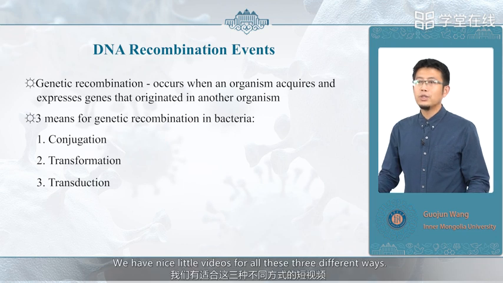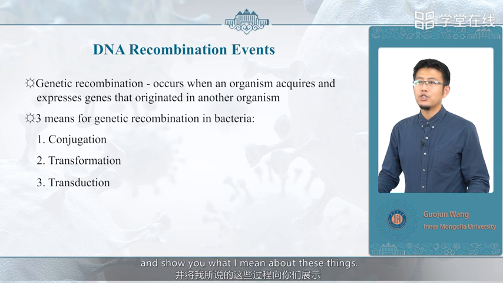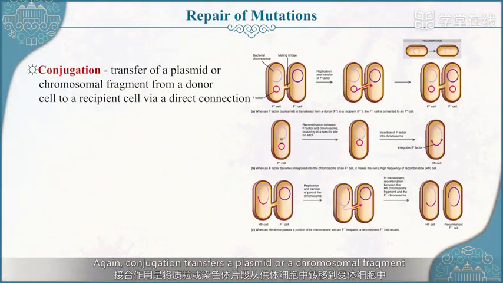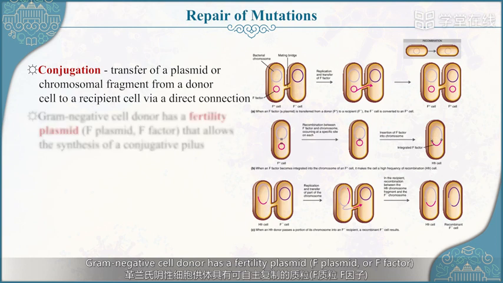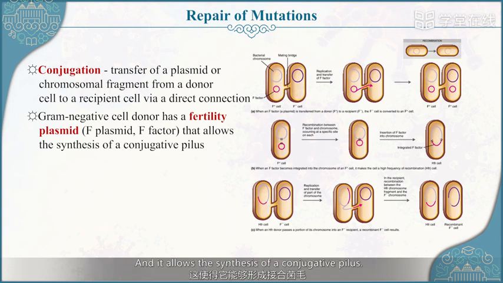We have nice little videos for all three of these ways, but again, we will take a quick look at each of them and show you what I mean. The first one is conjugation. Conjugation transfers a plasmid or chromosomal fragment from a donor cell to a recipient cell. The gram-negative donor cell has a fertility plasmid, F plasmid, or F factor, and allows the synthesis of a conjugative pilus.